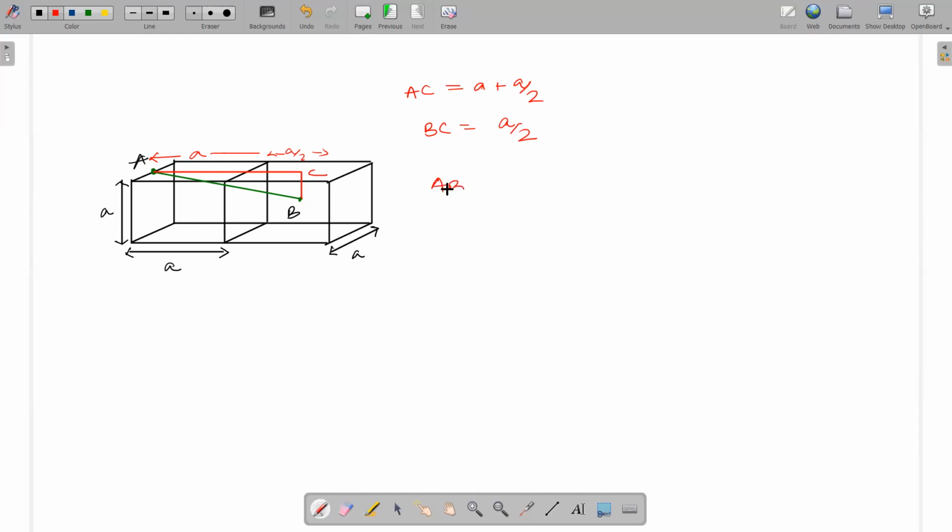So AB square is equal to AC square plus BC square. Okay. So this AC square is equal to how much?